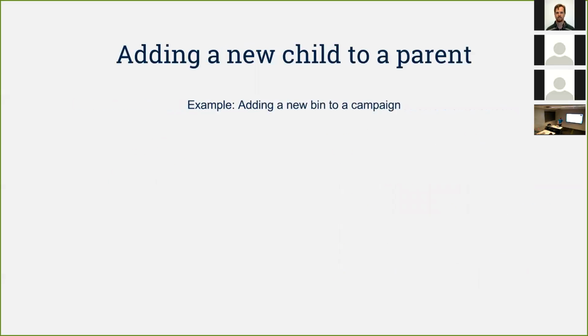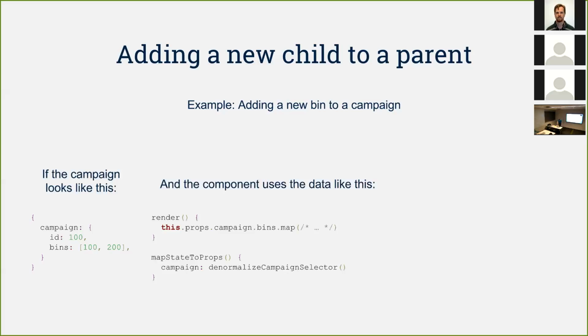So another tough part here is when you need to add a new child to the parent. So for example, if we need to add a new bin to a campaign, this is what our campaign looks like. It has 2 bins right now, and we want to add a 3rd bin to it. So we want to add bin with ID 300, but this is how our component works right now. We're rendering something where we get the bins by just checking the campaign, getting the bins off of the campaign, and the campaign is just the denormalized campaign selector.